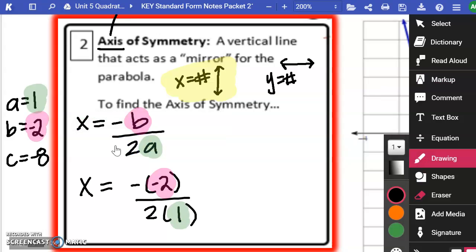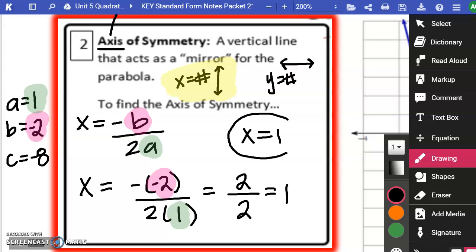Okay, and now go ahead and pick up your calculator and use your favorite method to simplify this. I'm going to simplify this in my head. Negative 2 is positive 2. And then 2 times 1 is 2. 2 divided by 2 is 1. So my axis of symmetry is not 1. My axis of symmetry is x equals 1. The reason I have to say x equals 1 is because 1 is a value. X equals 1 is the formula for a line.